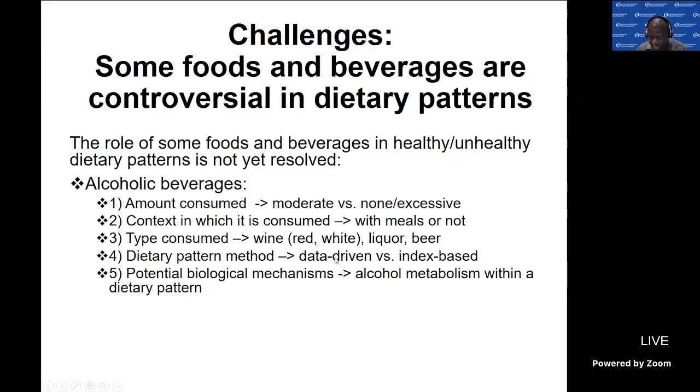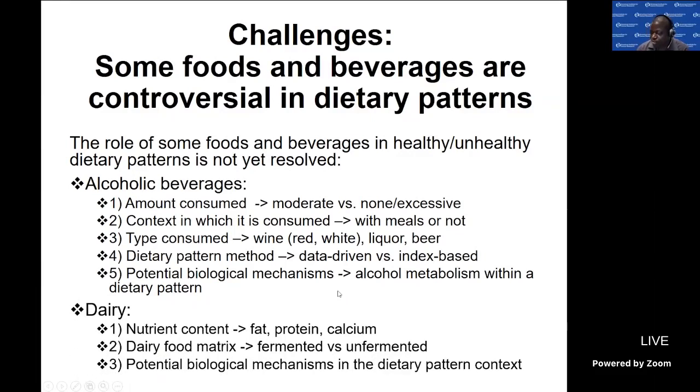As I mentioned, these patterns basically pick up the combination, how foods are combined and eaten. So some people might be drinking and eating a Western dietary pattern, and these would pick up together. So the dietary pattern method is also very important, and the biological mechanisms of alcohol metabolism within a dietary pattern also need to be explored.